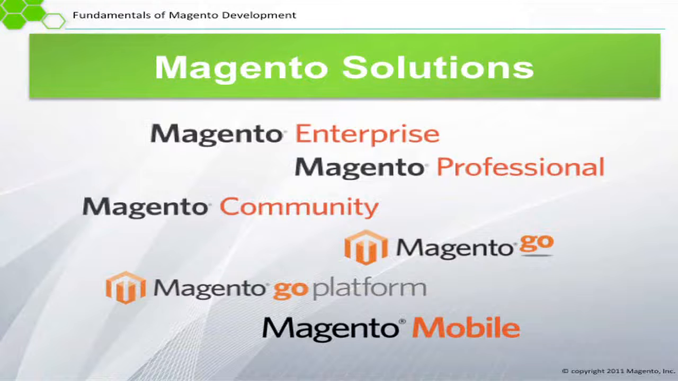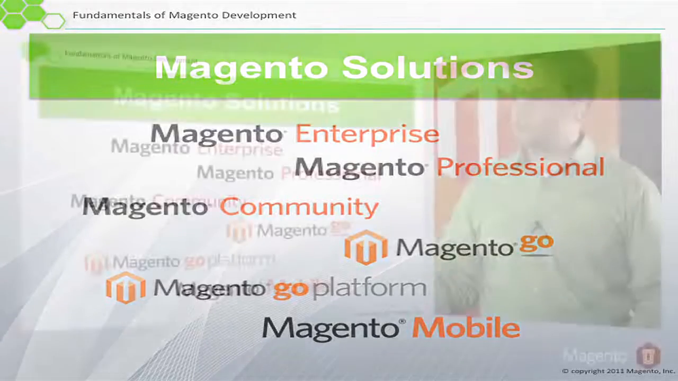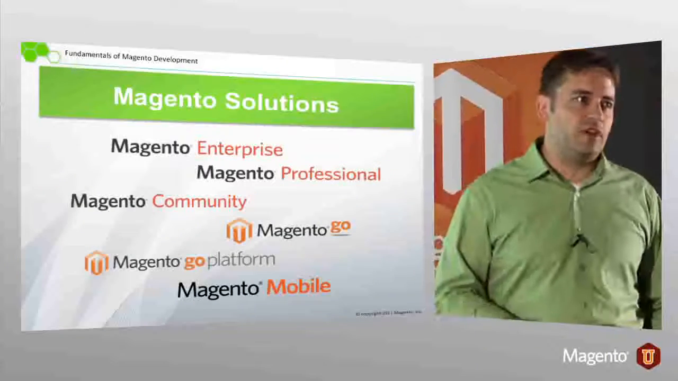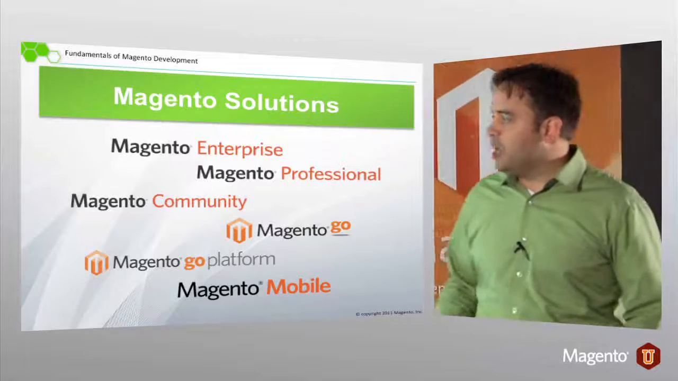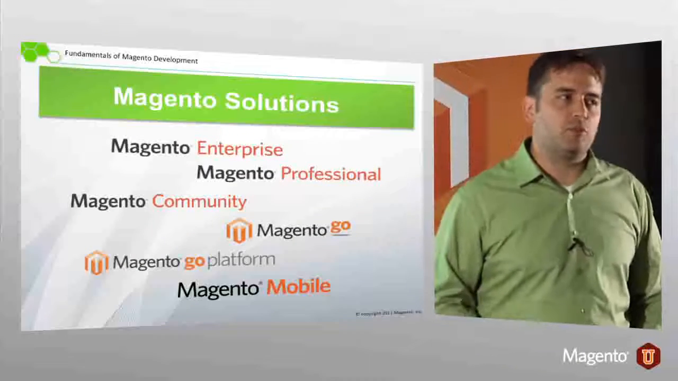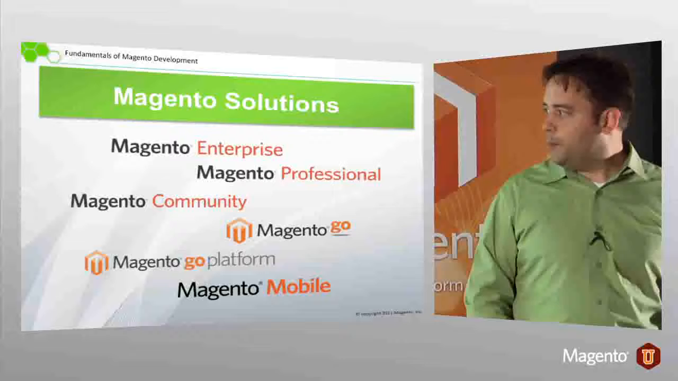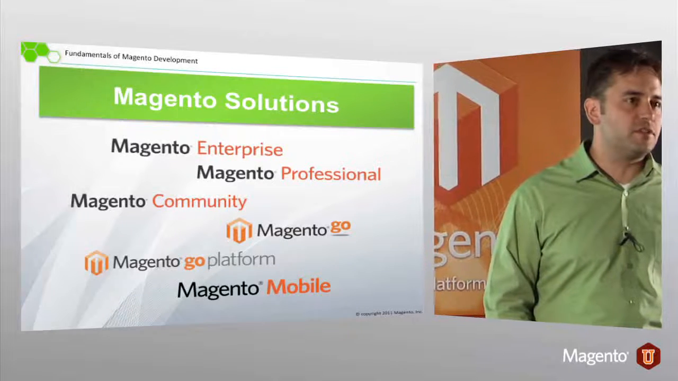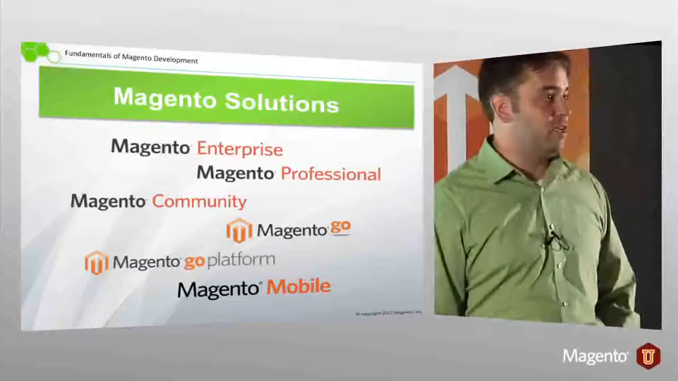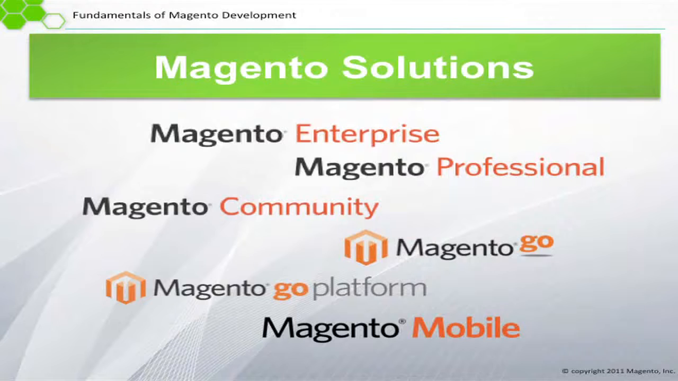There are different solutions with Magento. Magento Enterprise, which is basically the code that we'll be working with, is actually based on the Magento community. Magento Professional builds on community as well, with not quite as much stuff as Enterprise. There's also Magento Go and the Magento Go platform, which I think is still in beta, but these are turnkey e-commerce solutions. As well as Magento Mobile, which is a subscription service that you can use to get your store onto iPads and iPhones and Android platforms.